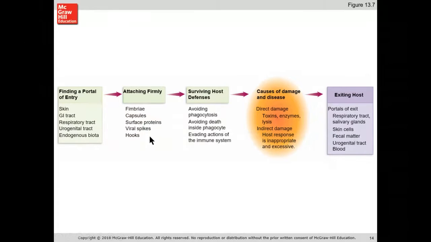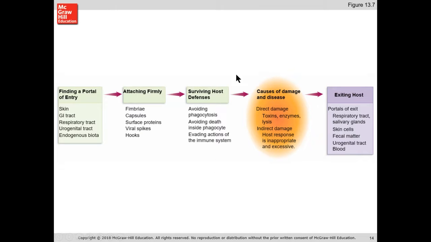Then they have to hold on. They have to stick around so that they don't just get washed out through mucus or digestive juices. So fimbriae, remember those are the long, they almost look like flagella, but they're sticky. They're meant for holding on. Capsules can help them survive in stomach acid, for example. Surface proteins could help them hold on. Viral spikes help them penetrate cells. And hooks, like for example on hookworms, can help them hold on.